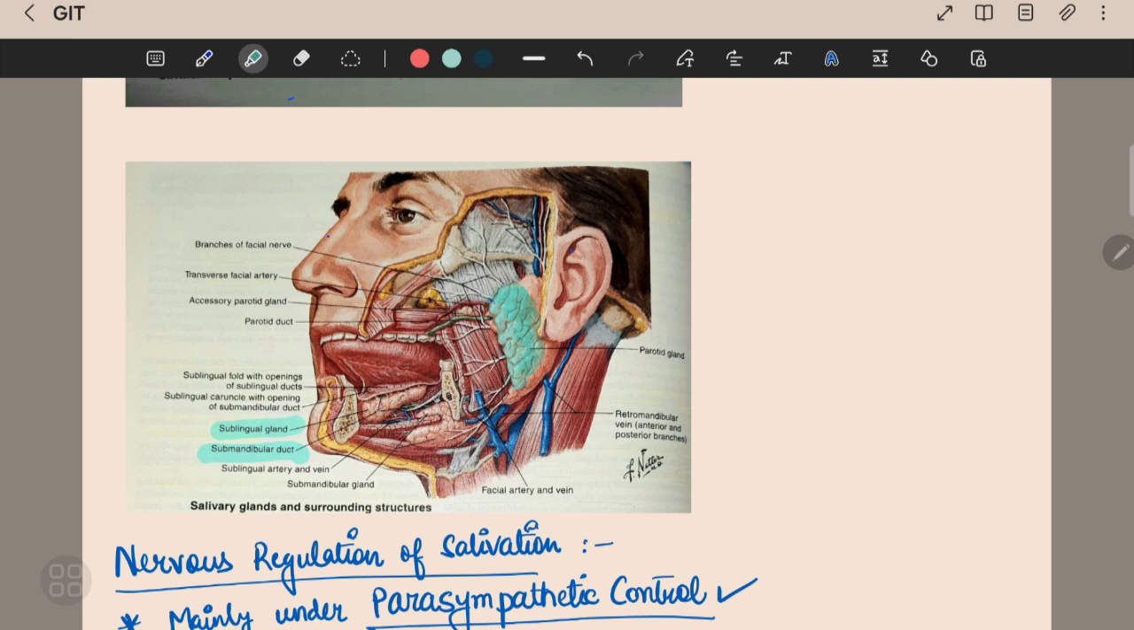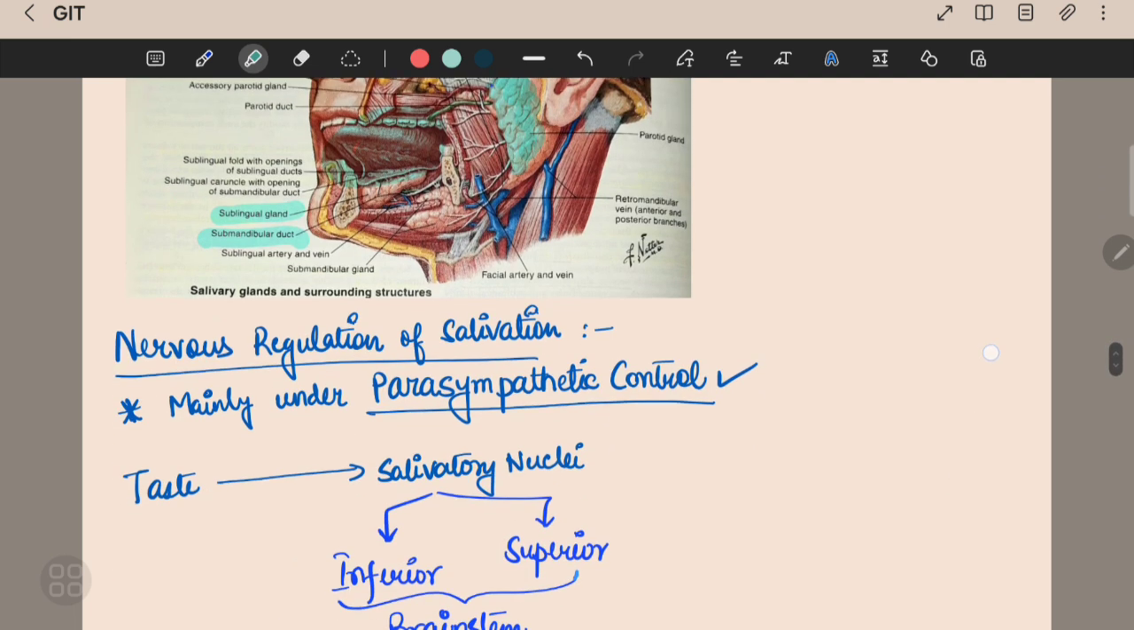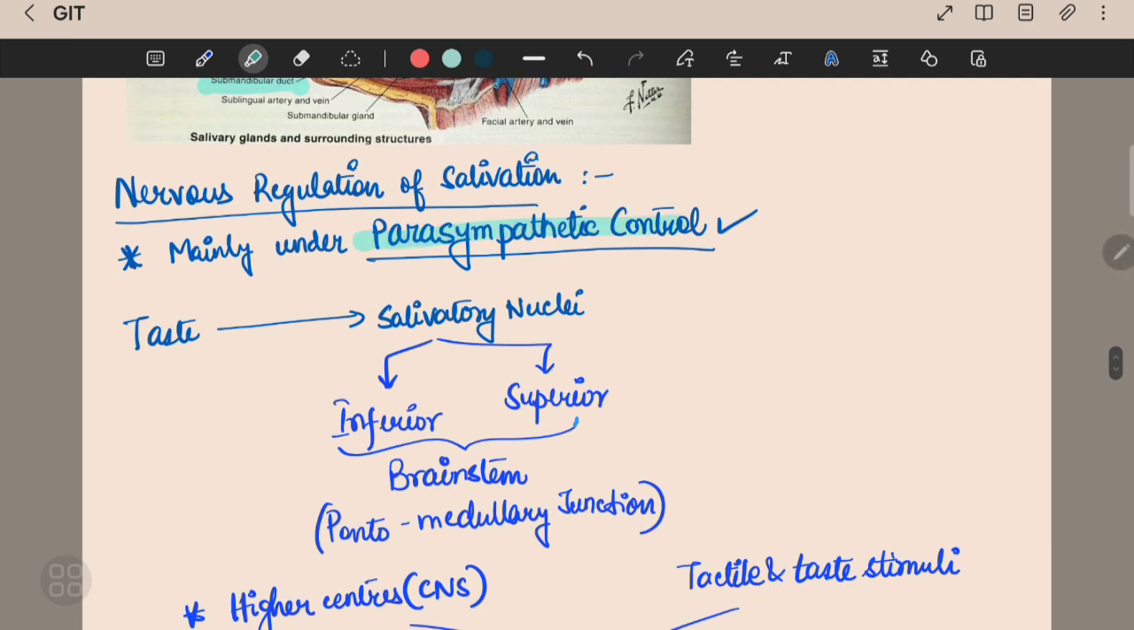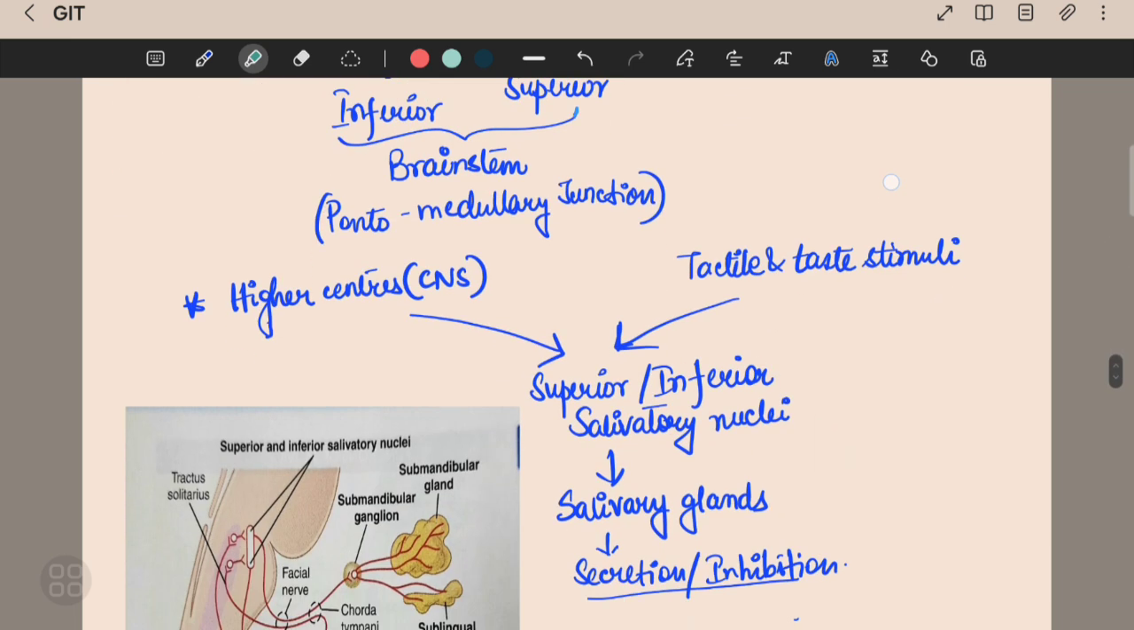Okay, so all the secretion is coming into this buccal cavity, and over here the process is happening, that is, the food is actually mixed with the saliva. Now talking about the nervous regulation of saliva, it is mainly under parasympathetic control, as I already told you. So whenever the taste sensation is coming, let's look at this diagram.